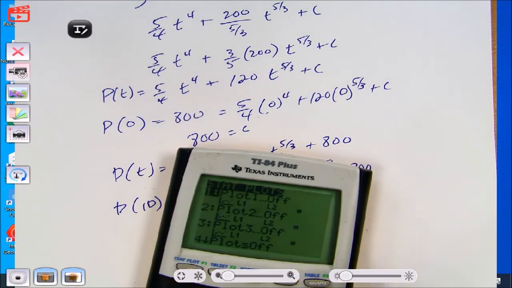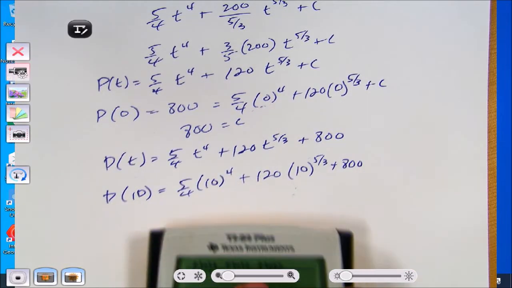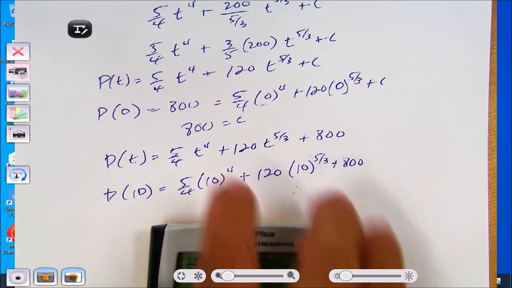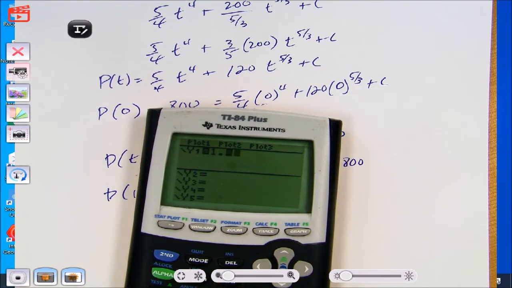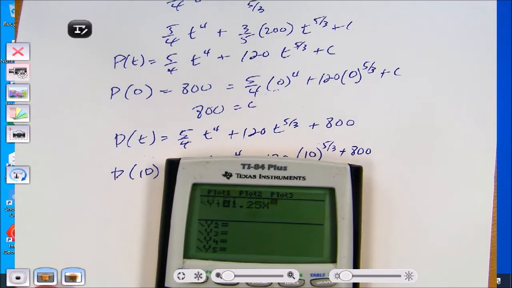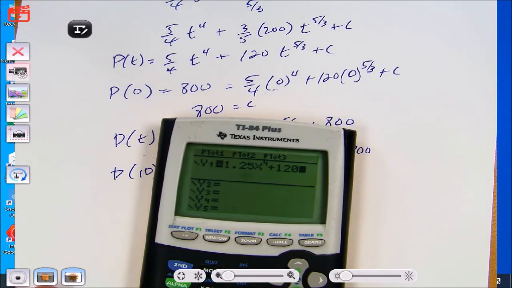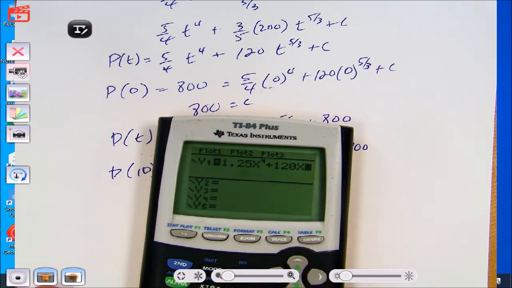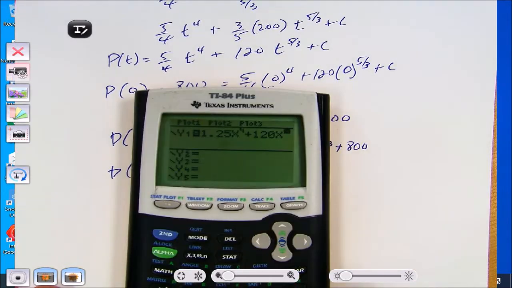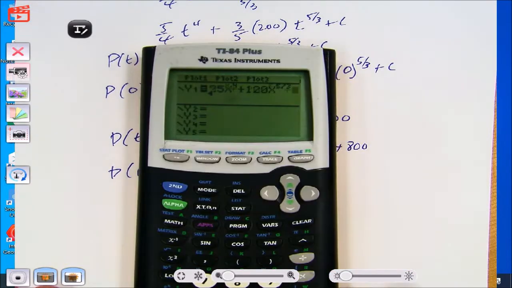So I'm going to put this in my calculator. But notice I'm going to put the function in there, not that. All right, so 5/4 same as 1.25, so I'm putting that in as 1.25. T to the 4th, I'm using x to the 4th. Why does the 4 not register? All right, plus 120 x to the 5/3, 5 divided by 3, plus 800.